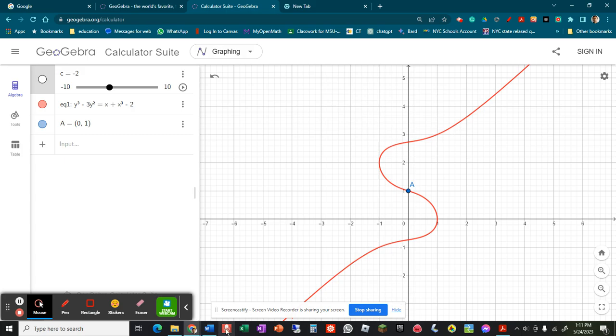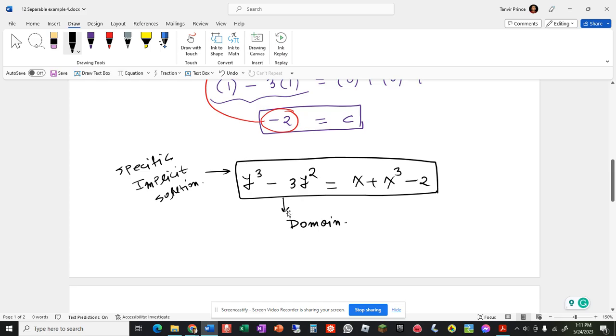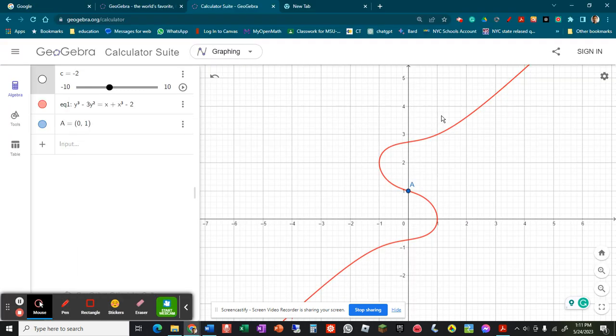So if I go back, that's the equation, the one with y cube. When I replace c by -2, that will be my picture here. We can see it here. My c is -2. That's the equation here. So that's the specific solution.